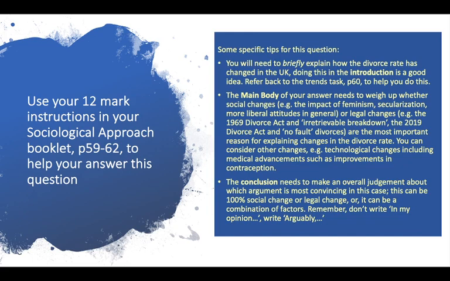So there are some tips here. You need to briefly explain how divorce rate has changed in the UK. I want you to do this in the introduction. Refer back to some trends. It's quite obvious to say, look, this is what's happened, and this is where it's going now. Then you want to launch into your main body, which is where you weigh up whether it is social changes. So is this the impact of feminism, secularization, liberal attitudes, or is it legal changes? So is it the 2019 Divorce Act and no-fault divorces?